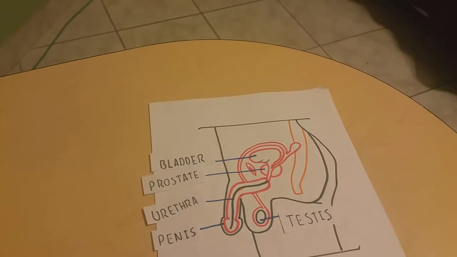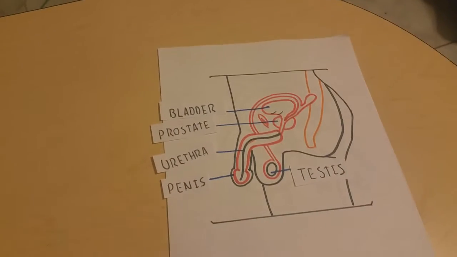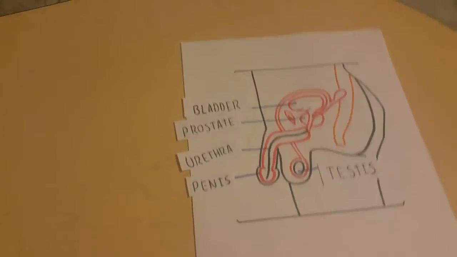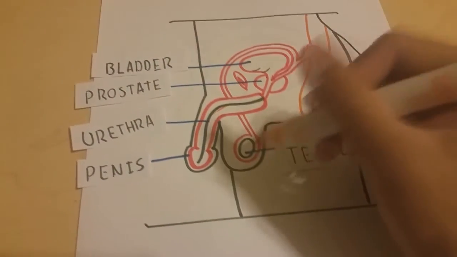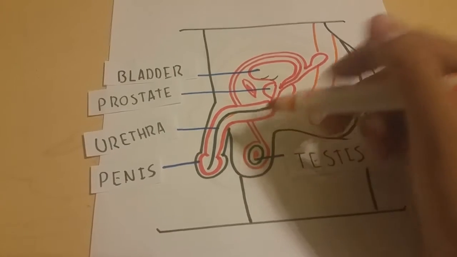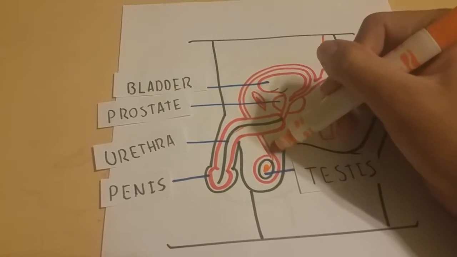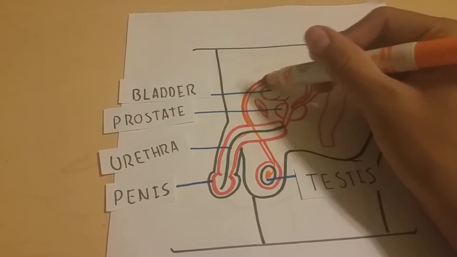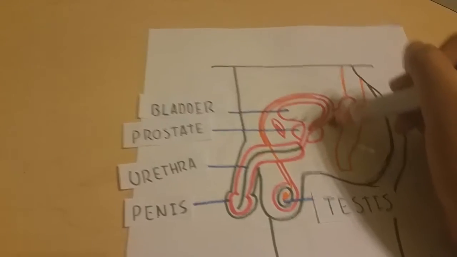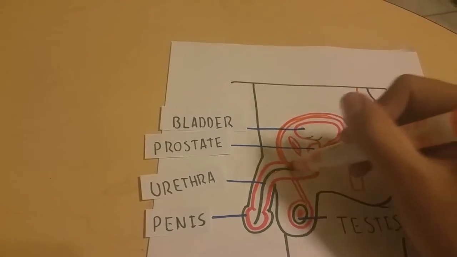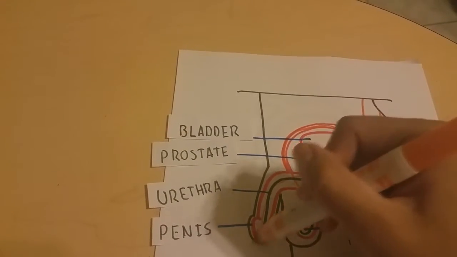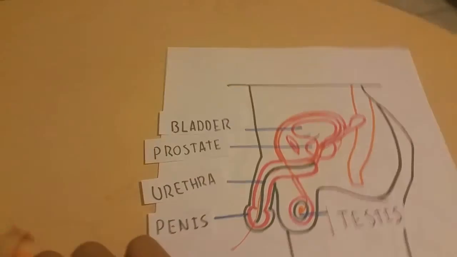Okay, so now I will describe the path that the sperm follows. The sperm originates here at the testicles or testes, and it goes through this tube, right here, and then it goes out when you masturbate or when you urinate.